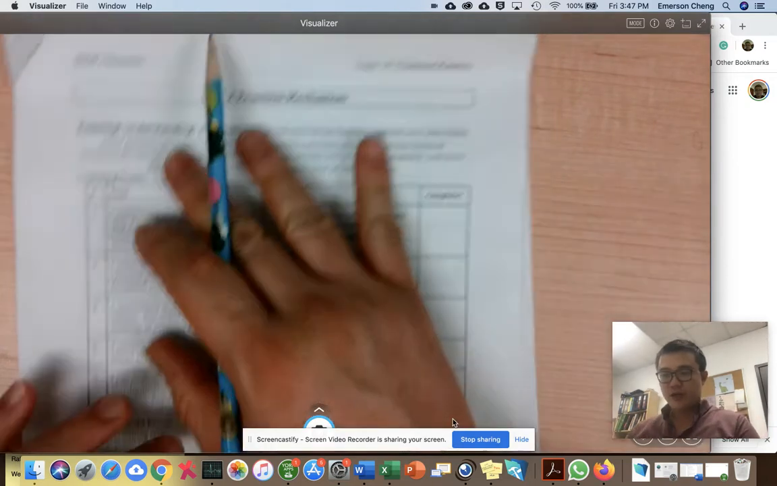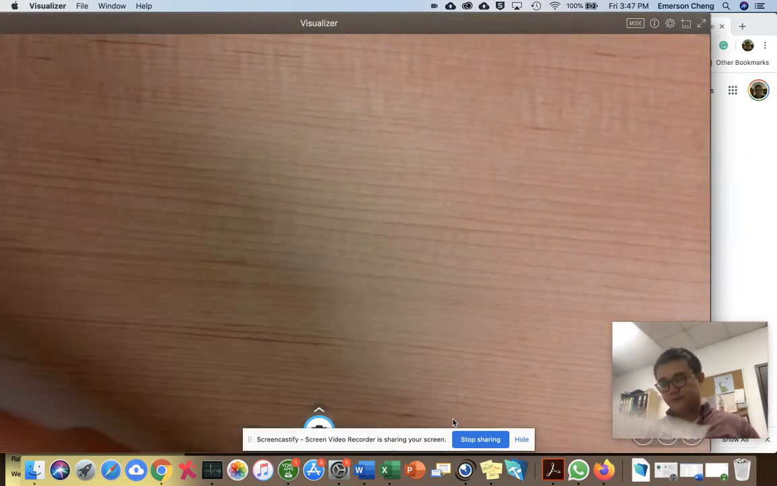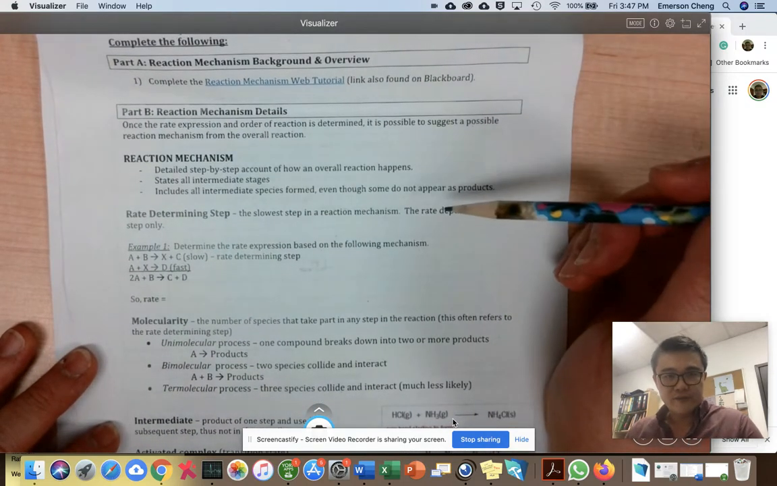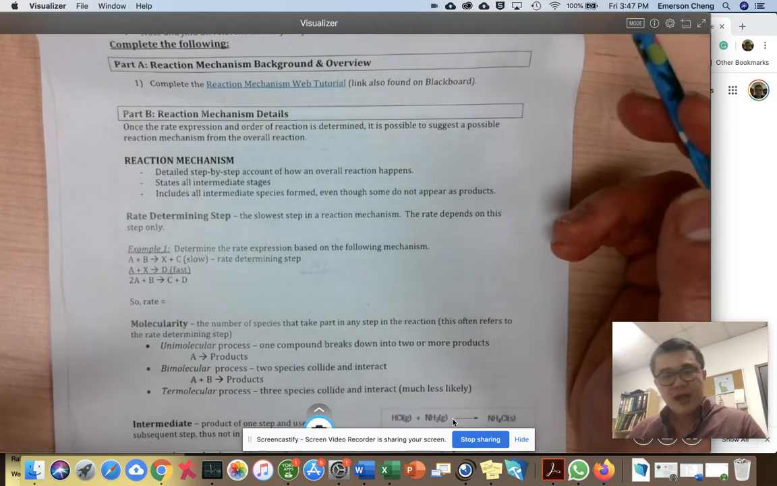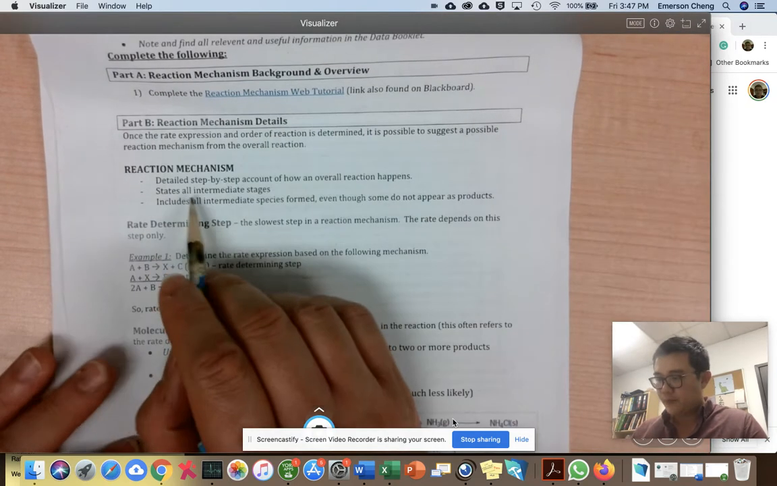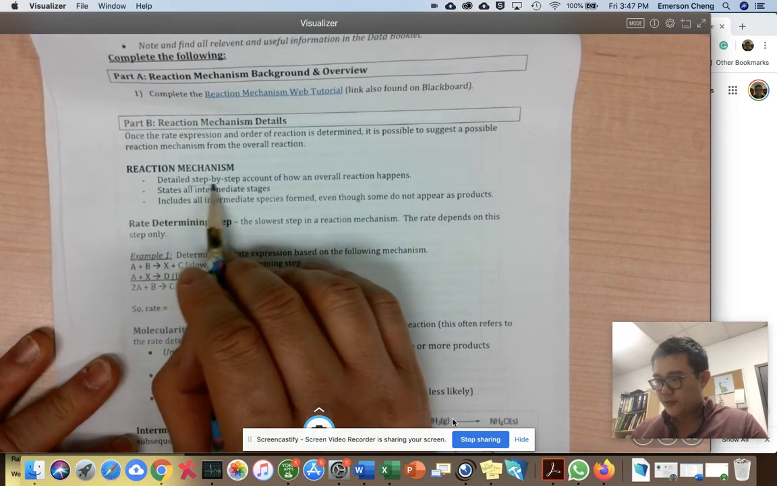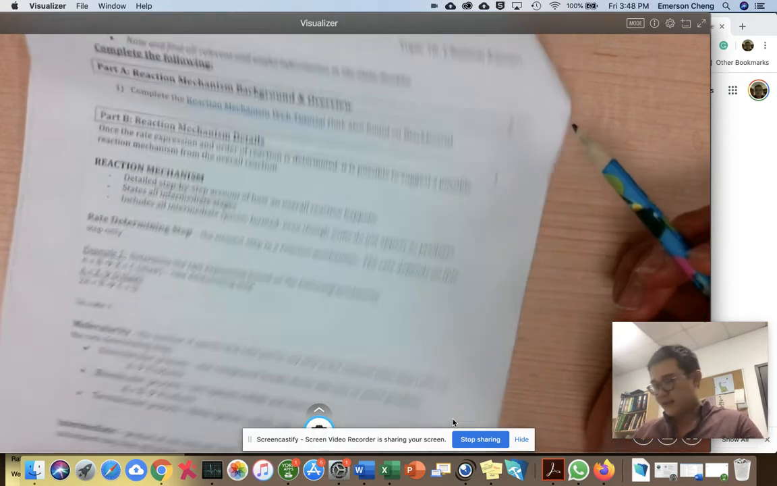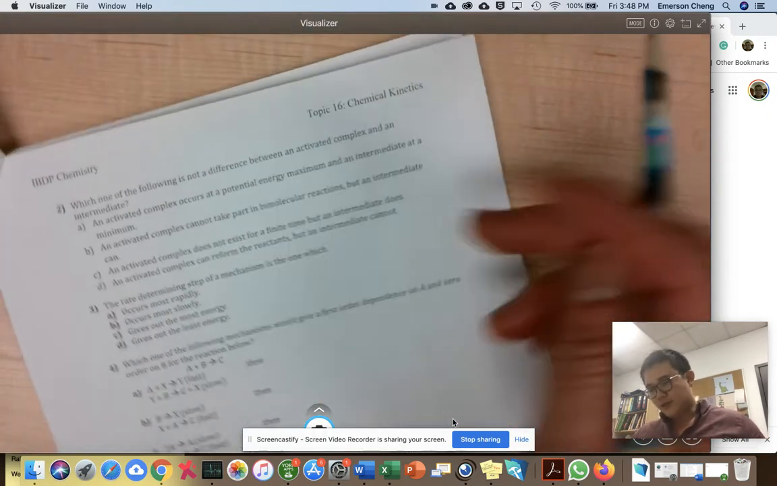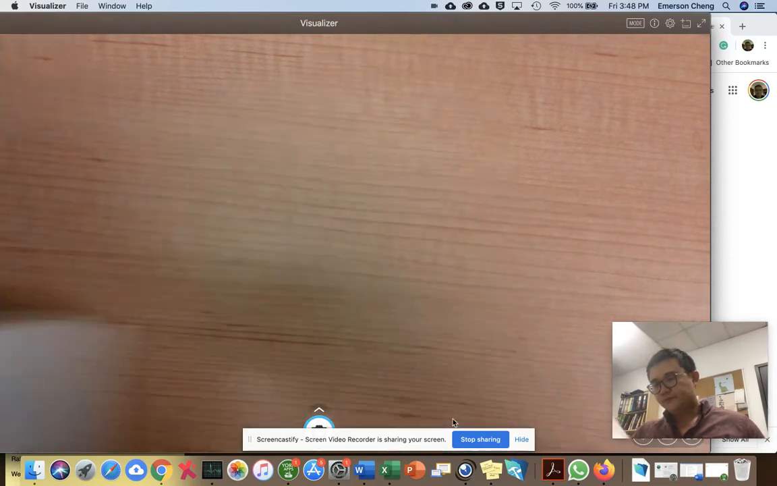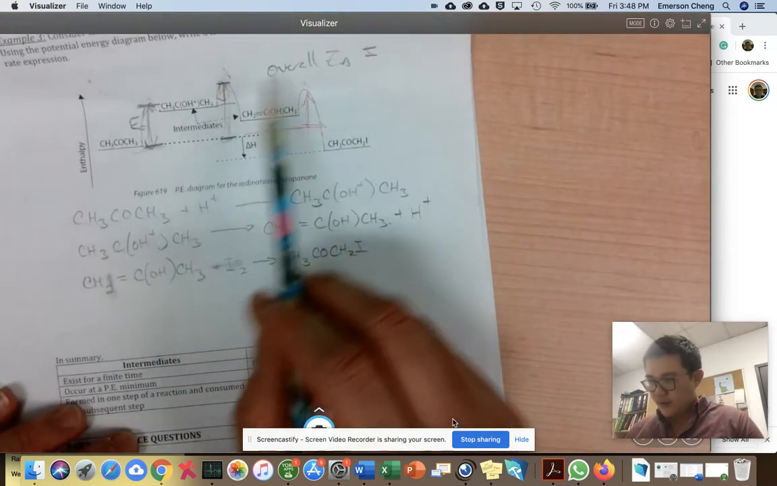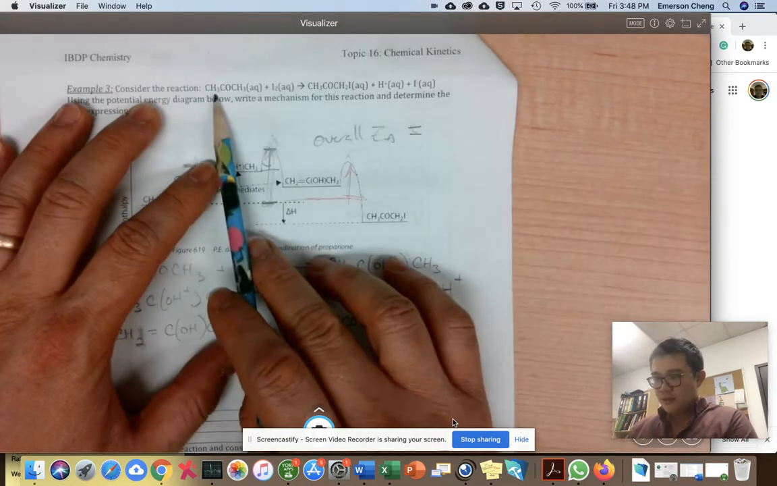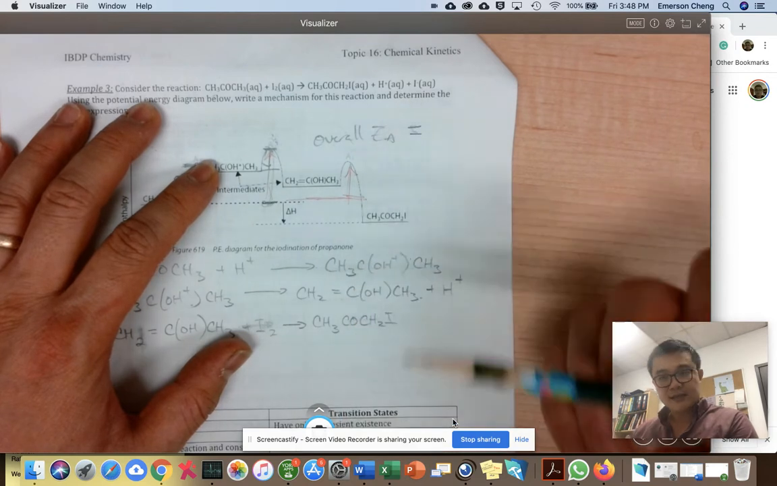So, reaction mechanism. In short, and I really think you should be watching the cognitive videos, a reaction mechanism is basically when you have a multiple step reaction, so a step by step account. Now you have all the intermediate stages, and essentially, what you have here, for example, this overall mechanism, this reaction process, actually takes a few steps.